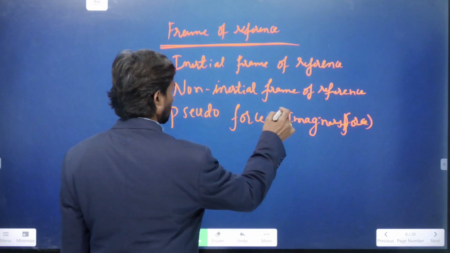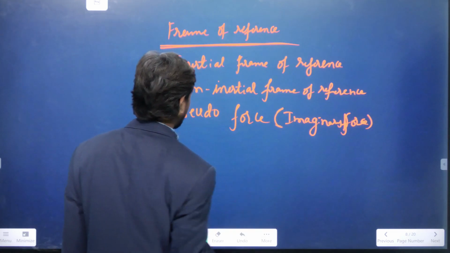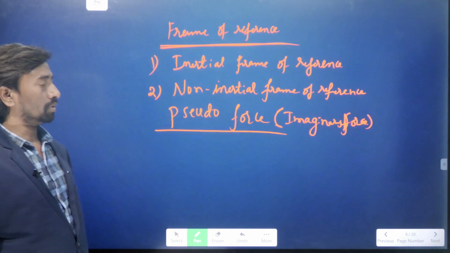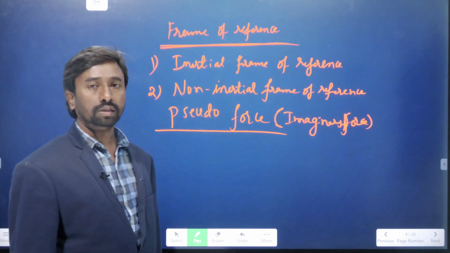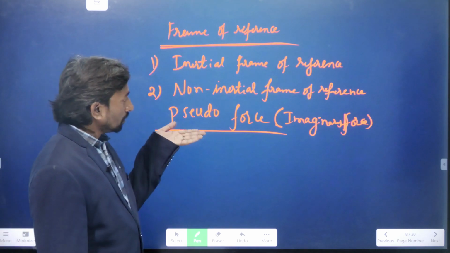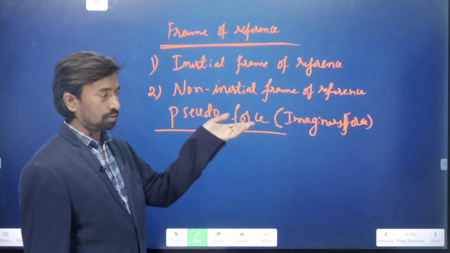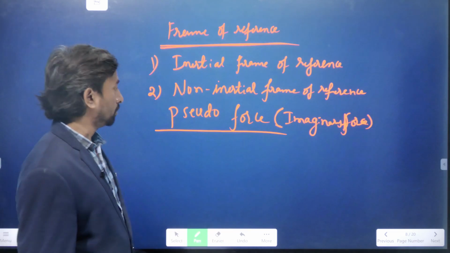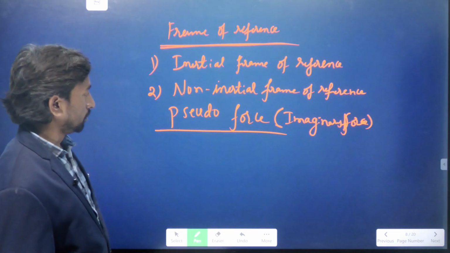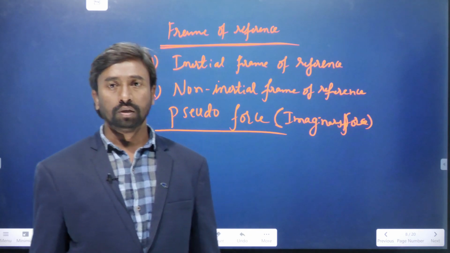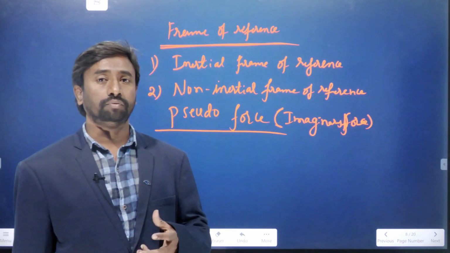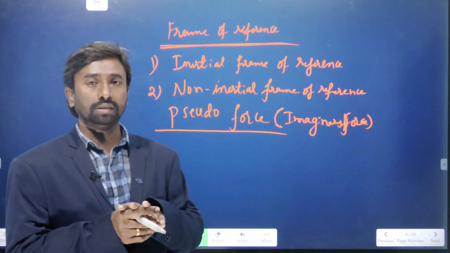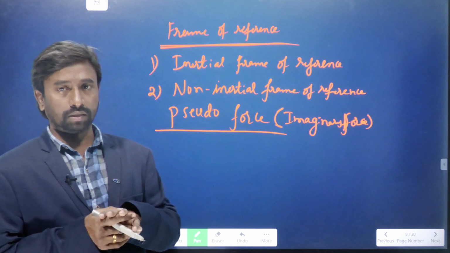The pseudo force will be equal to the net resultant force acting on the body. When there are multiple forces acting on the body, the net force acting on the body will be equal to the pseudo force, which is due to the acceleration of the frame. The reference frame is the background in which the motion of the body is studied.